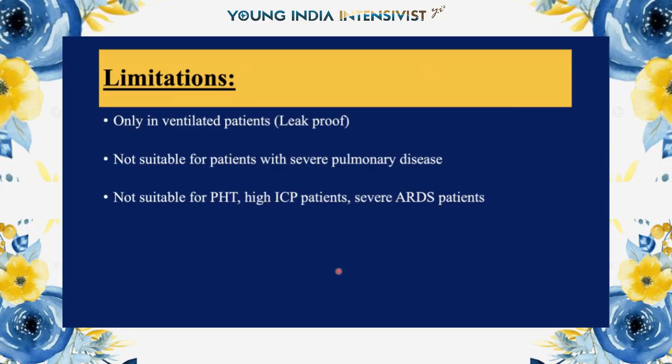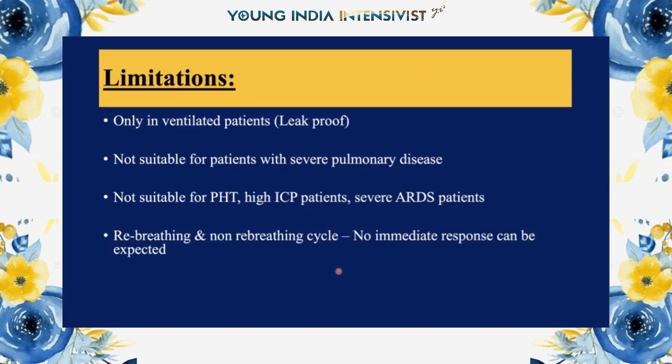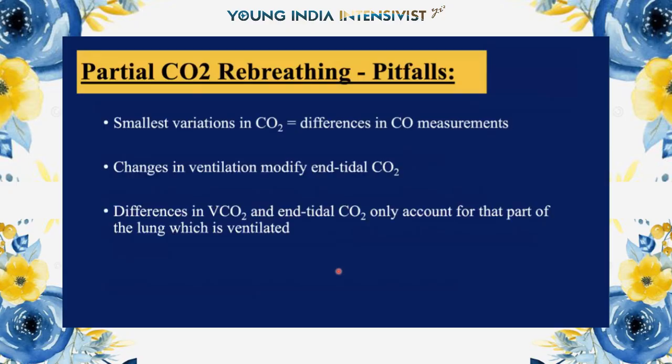It is not suitable for pulmonary hypertension, high ICP, and severe ARDS patients who may not tolerate even a small rise in EtCO2. With rebreathing and non-rebreathing cycles, no immediate response can be expected. Also consider sudden release of CO2: for example, if the patient is undergoing surgeries like complex vascular procedures, use of a tourniquet or aortic cross clamping, where sudden release of CO2 happens, it may not be reliable.